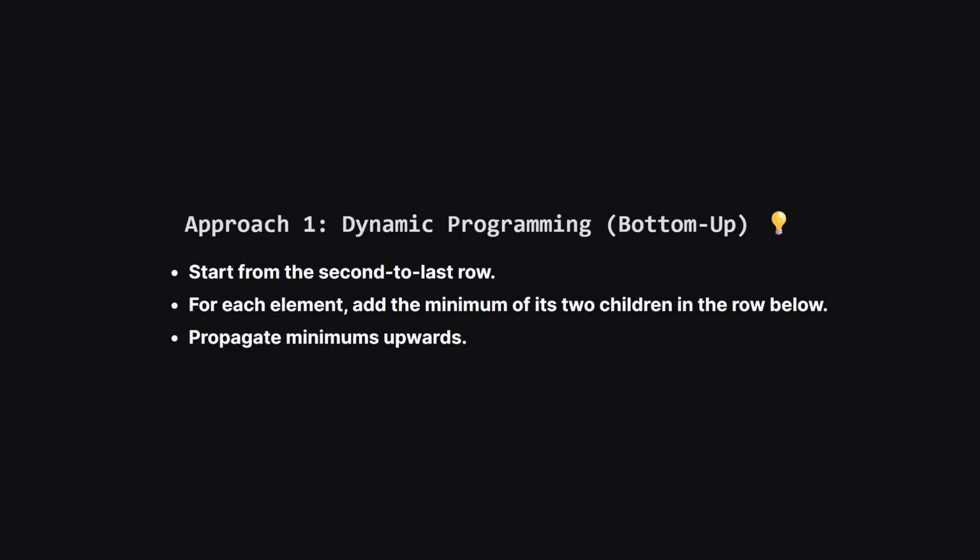Okay, let's talk about the first approach, which is a classic dynamic programming solution, often called bottom-up. The core idea here is to start from the bottom of the triangle and work our way up to the top. For each number in the second to last row, we look at the two numbers directly below it in the final row. We pick the smaller of those two numbers, and we add it to our current number. We essentially replace our current number with this updated minimum sum. We keep doing this, propagating these minimum sums upwards, until we reach the very top.